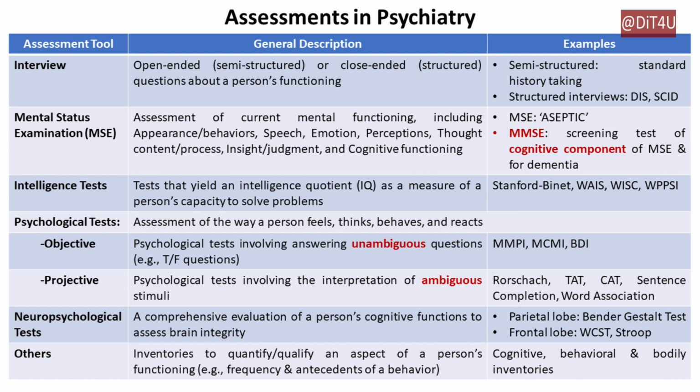MMPI is Minnesota Multiphasic Personality Inventory, right? Whereas MCMI is Millon Clinical Multiaxial Inventory. BDI, Beck Depression Inventory, so it's specific for depression. So projective tests are those tests which involve interpretation of ambiguous stimuli.